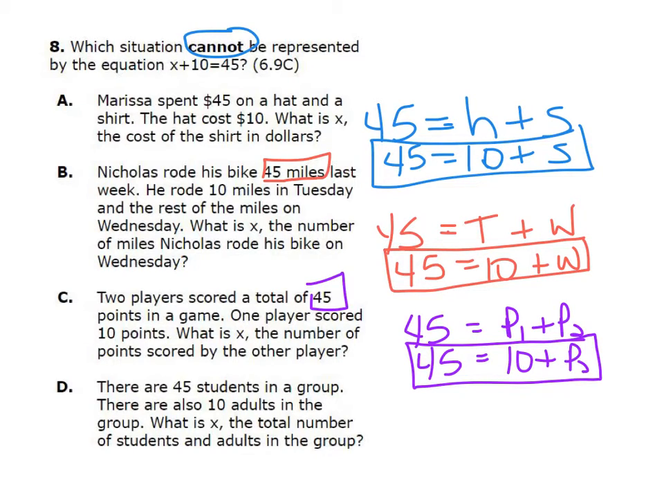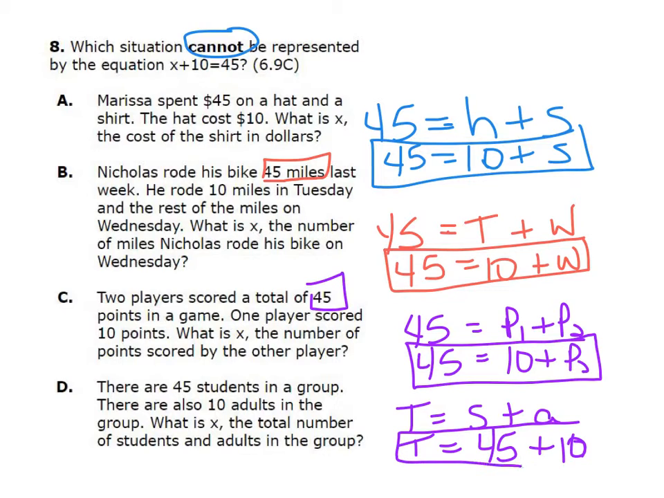Then the last one, there are 45 students in a group. There are also 10 adults in the group. What is x, the total number of students and adults in the group? So we don't know what the total is. We know there's students plus adults. They're telling us that there are 45 students. We don't know the number of adults. Oh no, hold on. Yes, we do know the number of adults, so that's going to be 10. So we're trying to find a total. So this is the equation for this problem.